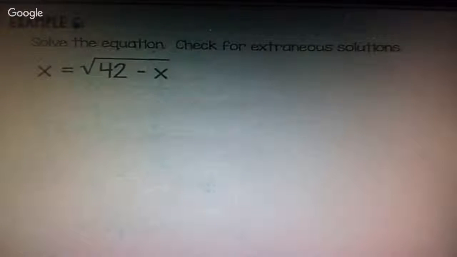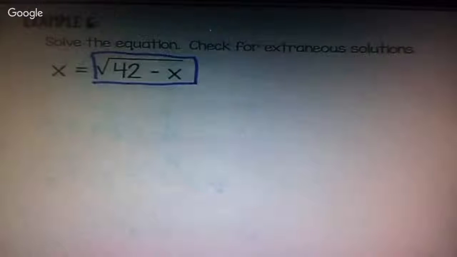So back to the first rule: is my radical by itself? Is there anything outside of that radical? No, which means your radical is isolated. There's nothing added or subtracted on the outside of it. It doesn't matter what's going on in the middle. It's what's on the outside.